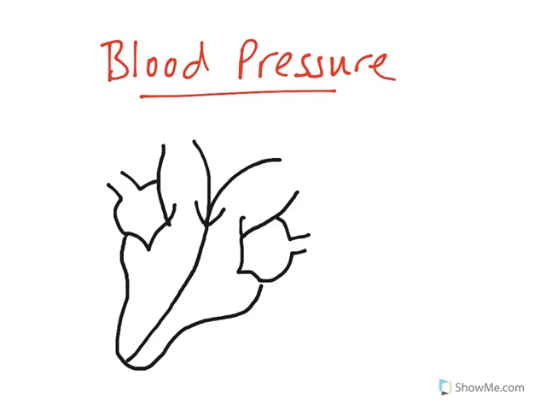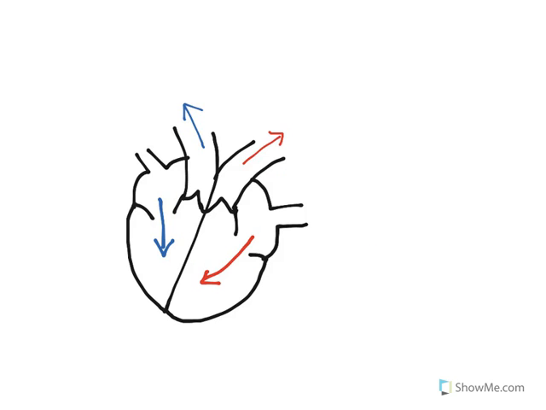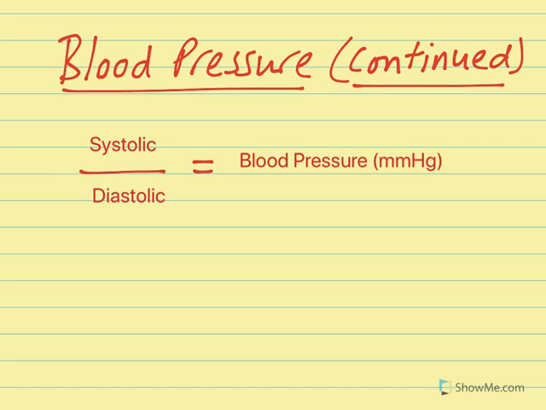There are 2 measurements taken to determine blood pressure. The first measurement is when the ventricles contract and force blood out into the arteries, and this measurement is your systolic blood pressure. The second measurement is the lower pressure in your arteries whilst the ventricles are refilling, and this is called your diastolic blood pressure.